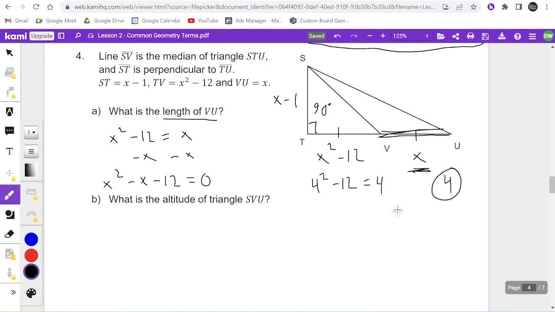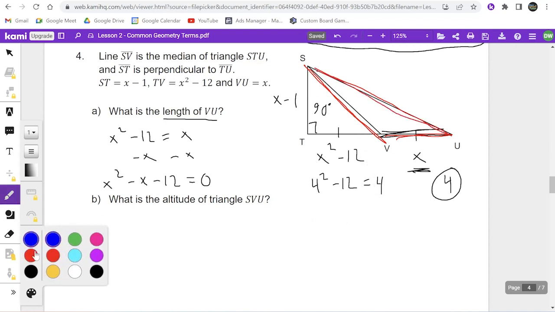And then the last question, part B, what is the altitude of triangle SVU? Now look at triangle SVU. I'm going to highlight it in red. Here's triangle SVU, okay? And what's the altitude again? Well, the altitude is like the height of the triangle. I'm going to draw that in blue.